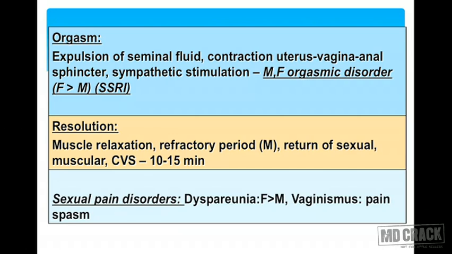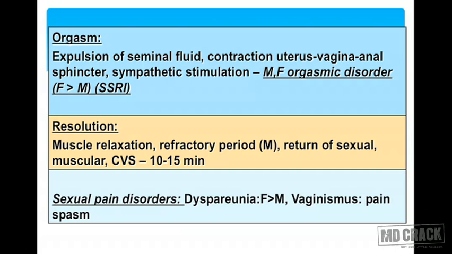They lead to anorgasmia. The last stage is the stage of resolution, in which there's muscle relaxation, then there's a refractory period required in the males, and then there is return of the sexual activity and the muscular activity and the cardiovascular activity, which takes about 10 to 15 minutes. These are the various 5 stages of the sexual response cycle.